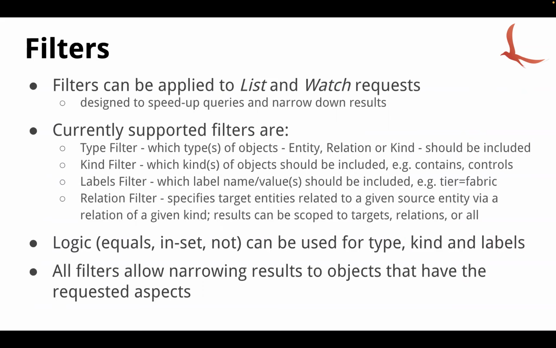We currently have a type filter. So you can, for example, say I would like only either entity, relation, or kind matching this specific type. Then you can also have a kind filter. You're going to have a labels filter. Now, type, kind, and labels filters can be combined, and you can have equals, not equals, or in set and not in set type operations. I'll show you examples of the API for how those can be constructed. So you can perform logical aggregations and negations on those things.